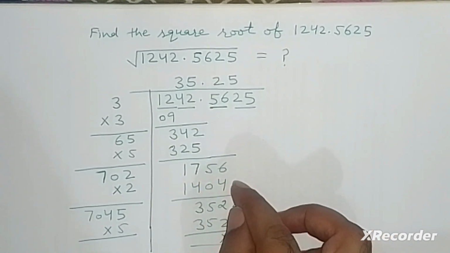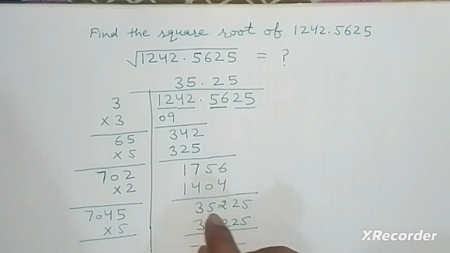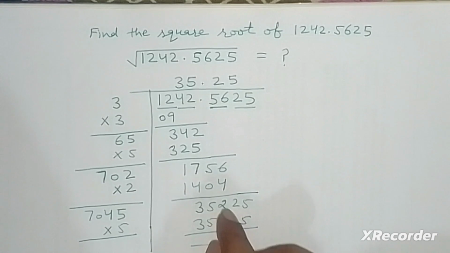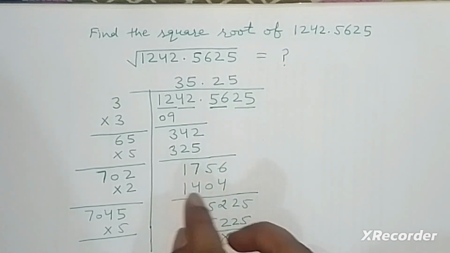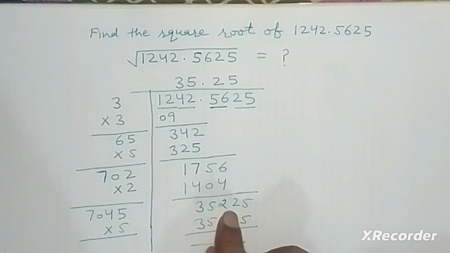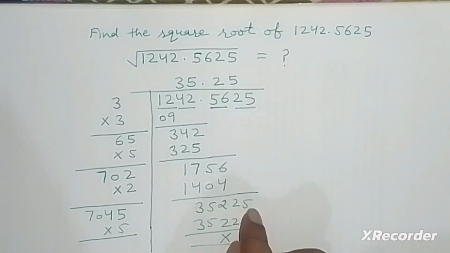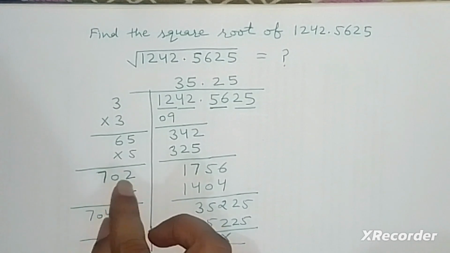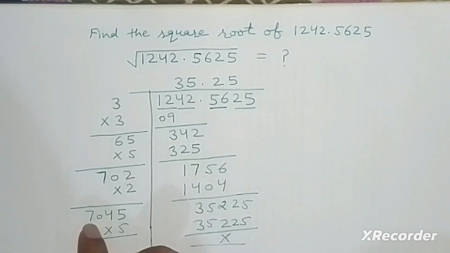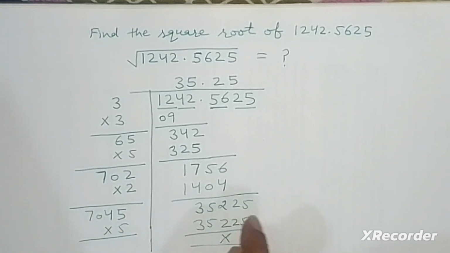Now subtract 1404 from 1756, we get 352, and we take the next pair 25. Now add 702 and 2, we get 704, and we have to put the value which can be placed below 35225.